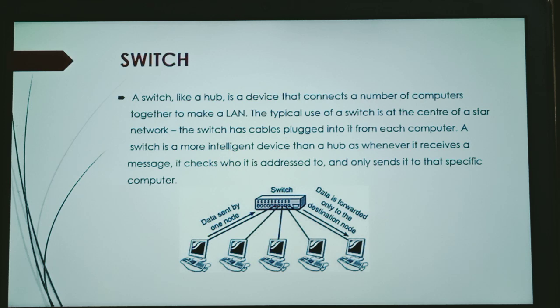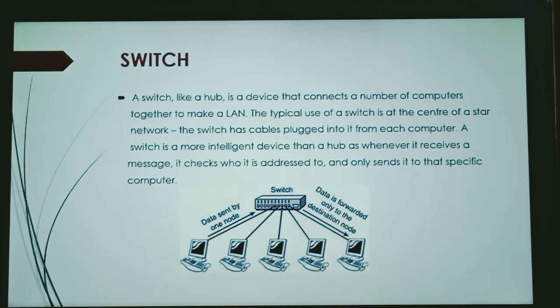The next device is a switch. A switch is a multi-port device just like a hub. But the main feature of a switch is that it sends the data only to the intended node. As you can see in the figure, data from the first node is going through the switch and is sent only to the last node, because maybe the last node only requires it. It is not sending it to the other nodes.